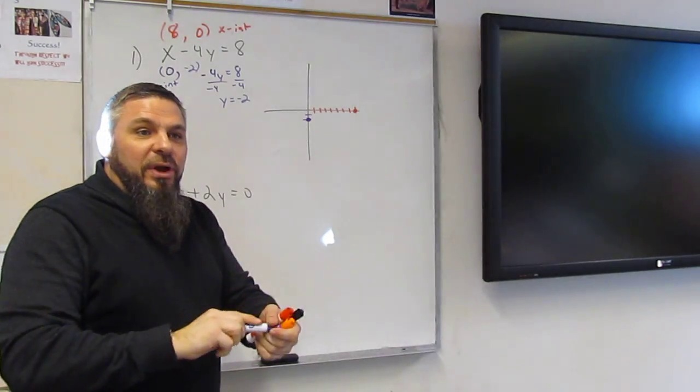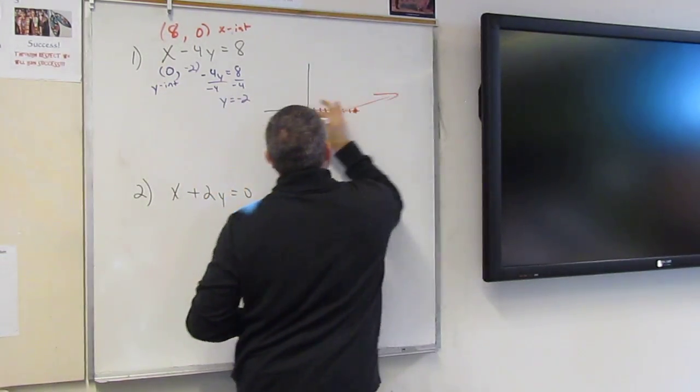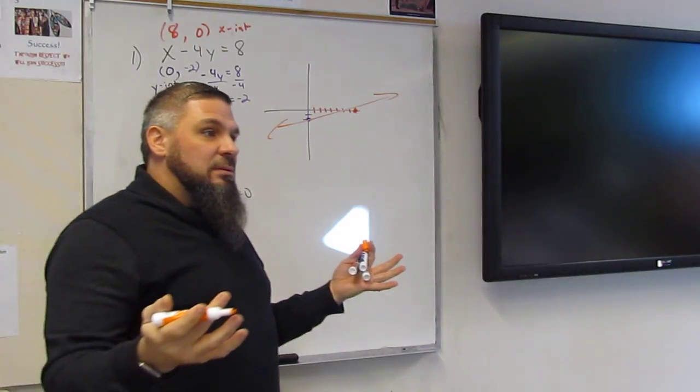So I have 2 points. And 2 points makes a line. Is that easy? Okay?